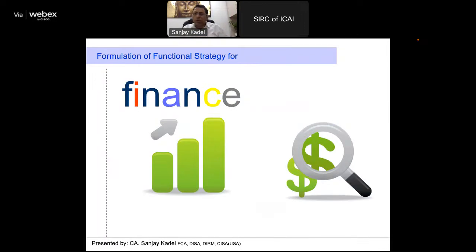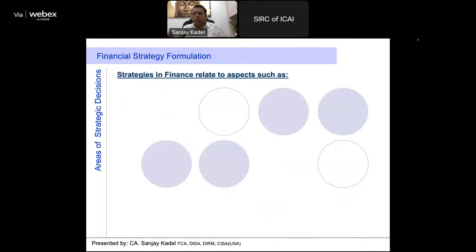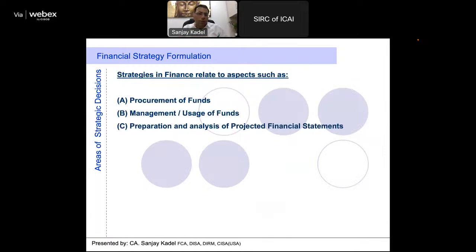Let us see finance related strategies. For finance related strategies, you are all chartered accountants, you know very well. It can relate to either procurement of funds or management or usage of funds, preparation and analysis of projected financial statements, budgets, and evaluating the worth of business. So these can be the various areas of strategic decisions in a finance function. Since you are all finance professionals, I don't want to stress more on these points.